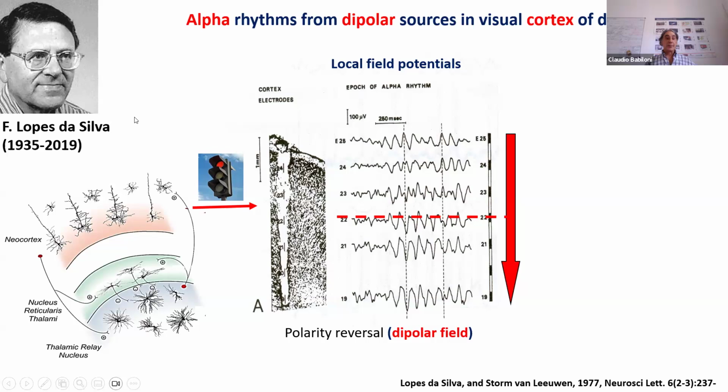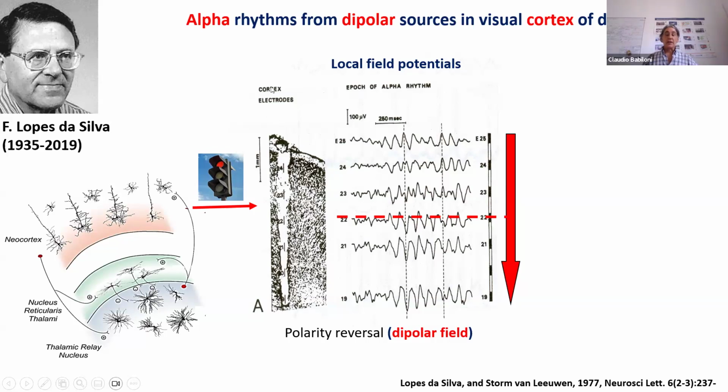And this is another important scientist in the field of EEG, Fernando Lopes da Silva. He is a Portuguese scientist working for many years in the Netherlands, and able to give important contribution on the fundamental research on EEG alpha rhythms.